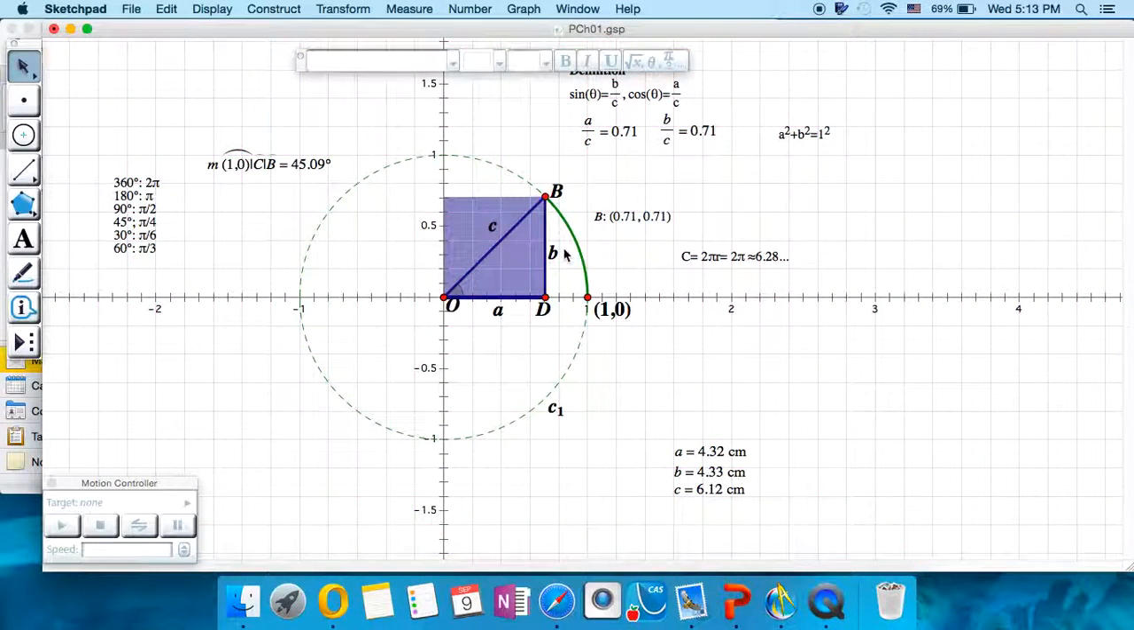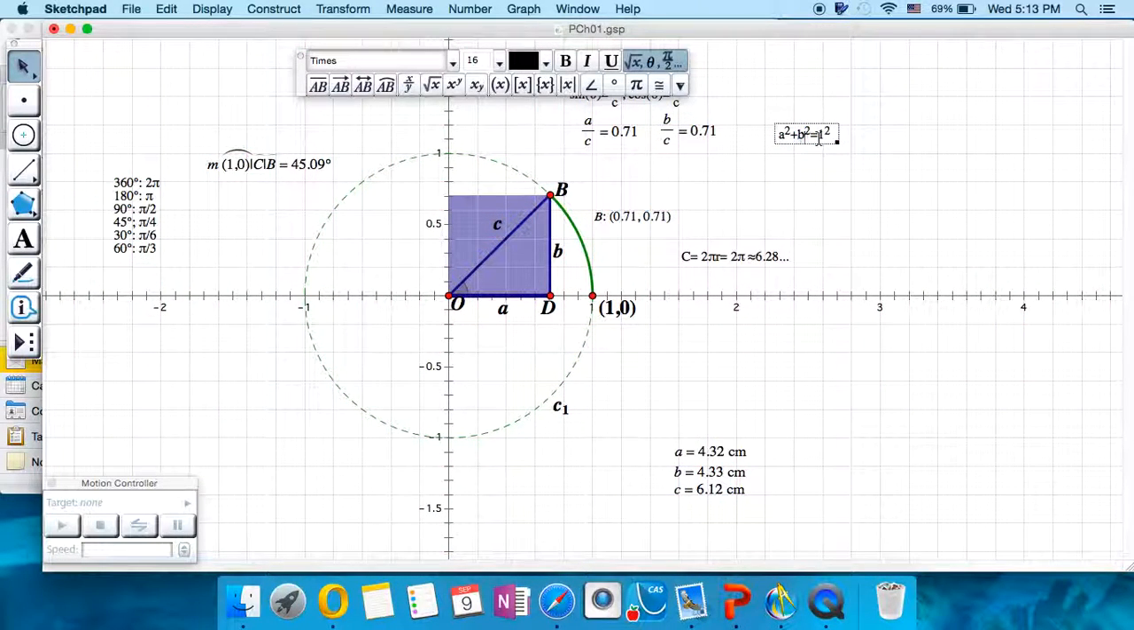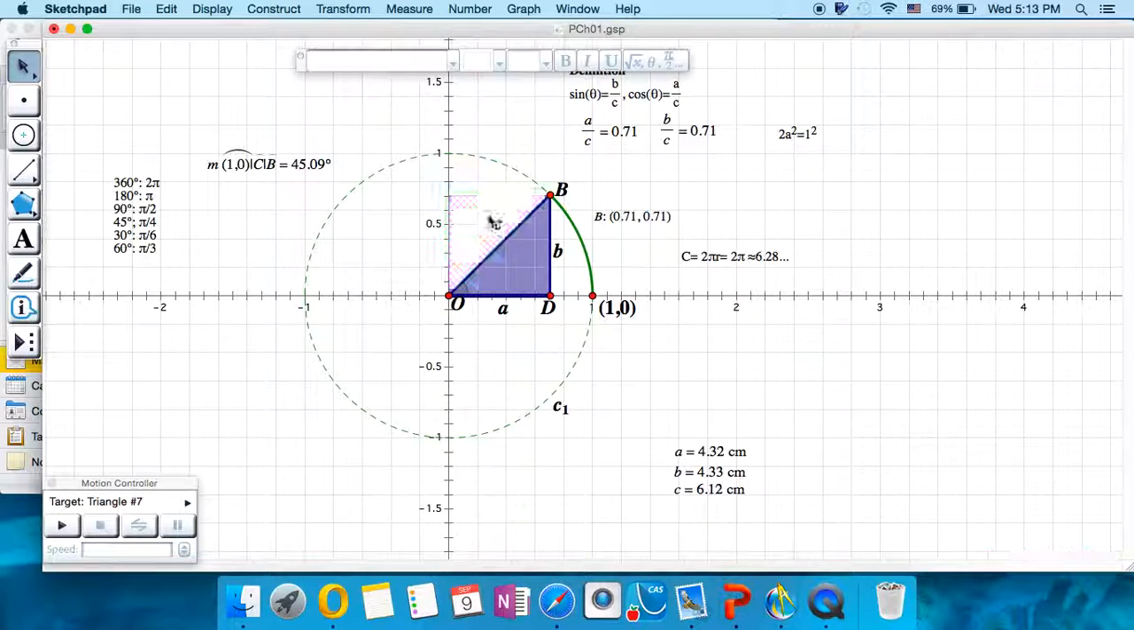So this gives us a squared plus a squared equals 2a squared. And if you solve for a, you'll see that a and b will be the square root of 2 divided by 2, which is about 0.71 and 0.71. So that's the relationship between the coordinates and the sine and cosine.